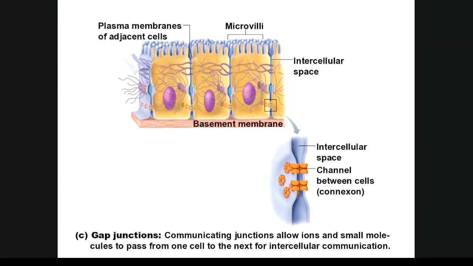And then we have gap junctions. For instance, in the heart, each cell has to be able to communicate with other cells. So you have a channel that allows chemicals to go from one cell to the other.